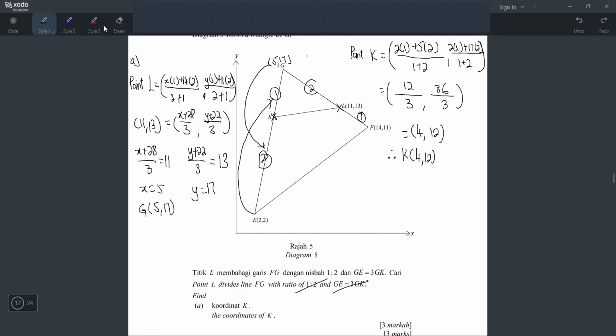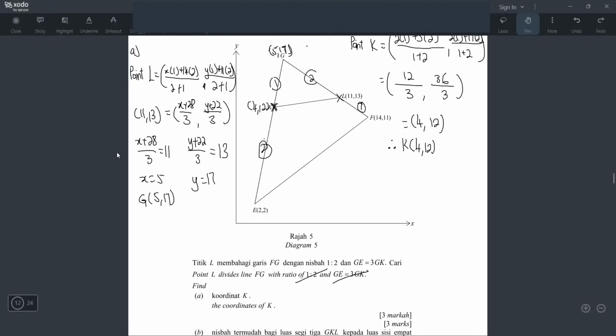So let's also update our diagram, because I'm sure later in the next question you will be using all these points. You will need these points to solve the next question. So I think it's important to label here. Okay, 4, 12. And then the G also, I have it already. Okay, now let's see B, what they want.